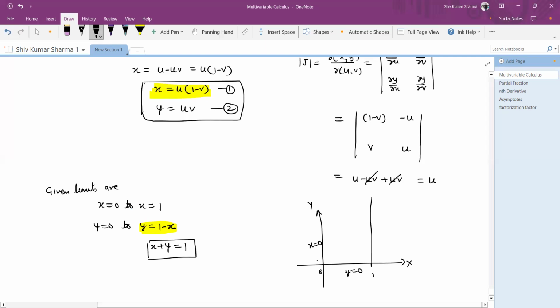And x plus y equal to 1. So when x equal to 0, y equal to 1, and when y equal to 0, x equal to 1. So this is the line.